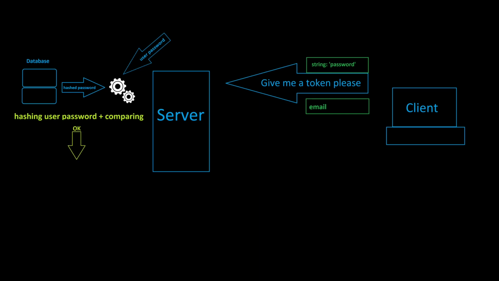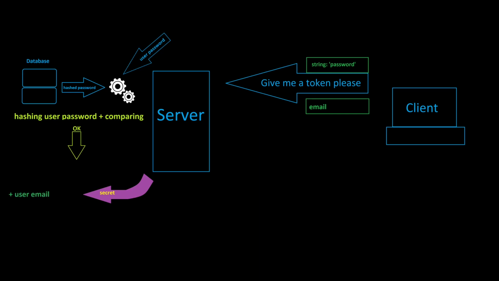So then if those two are the same or are comparable, then it sends OK, and it proceeds on to generate a JSON Web Token. How does it do this? Well, it takes a secret that is stored somewhere on the server. A secret is simply a string of characters, usually random characters, that is used by the server to sign the token.